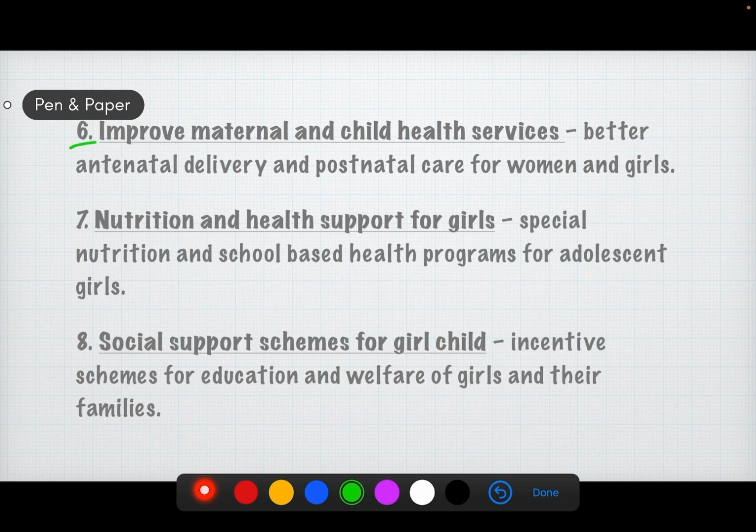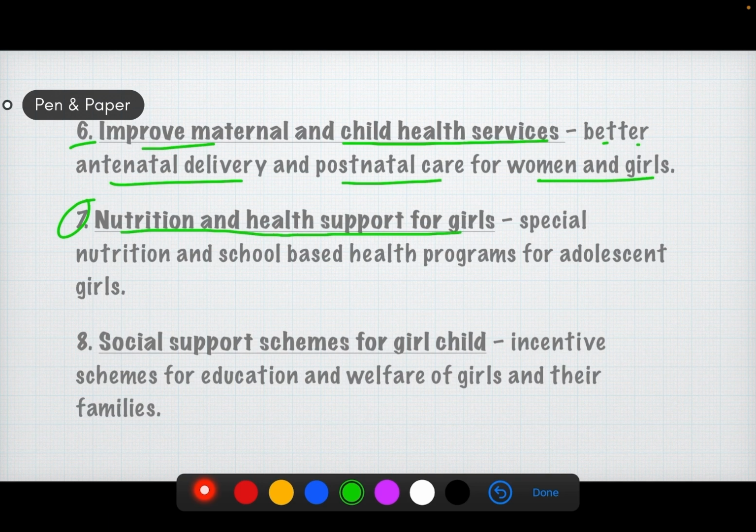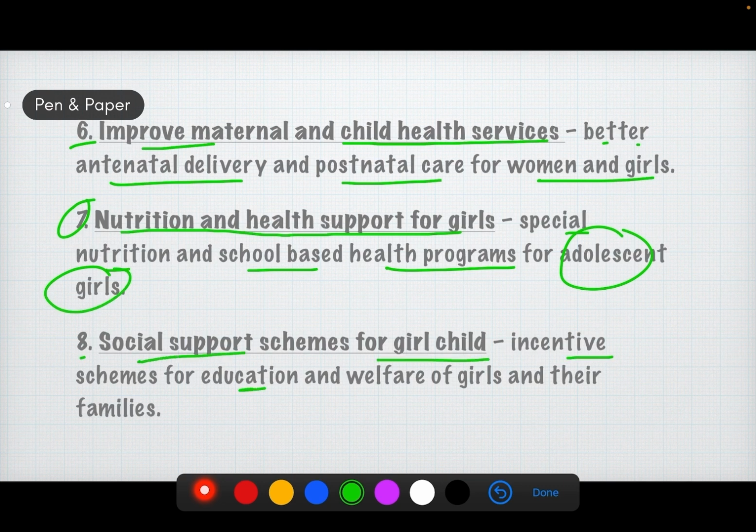Sixth, improve maternal and child health services, better antenatal, delivery and postnatal care for women and girls. Seventh, nutrition and health support for girls, special nutrition and school-based health programs for adolescent girls. Eighth, social support schemes for the girl child, incentive schemes for education and welfare of girls and their families.